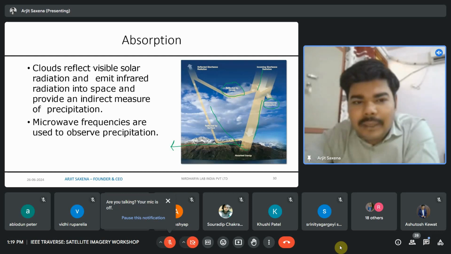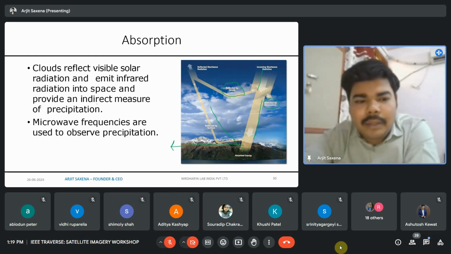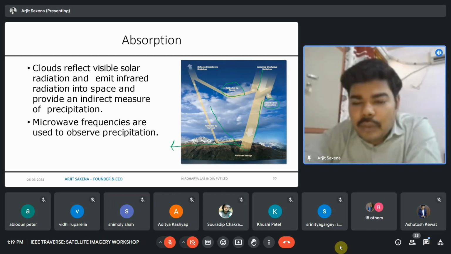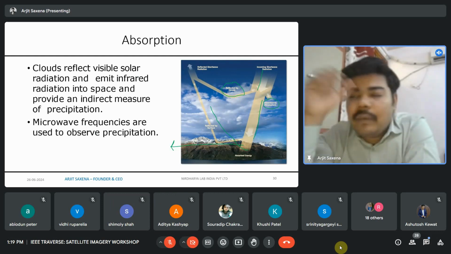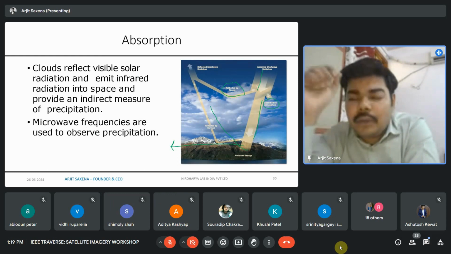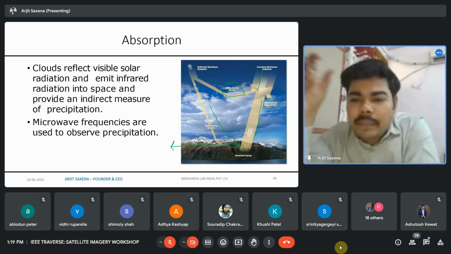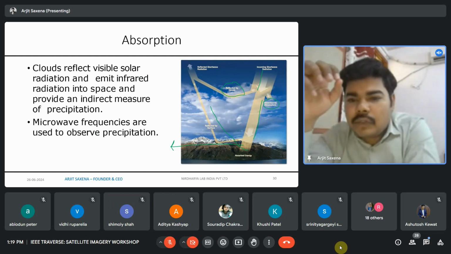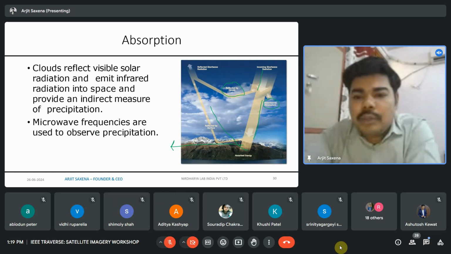So cloud can reflect the visible solar radiation. Microwave frequencies are used. That's why I was saying that microwaves or radio waves are used for this purpose, because they have very less weight, so they can adapt to the other properties in the atmosphere. So this is how absorption and reflection come into the picture.